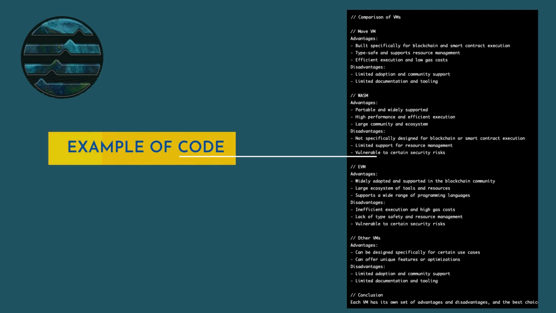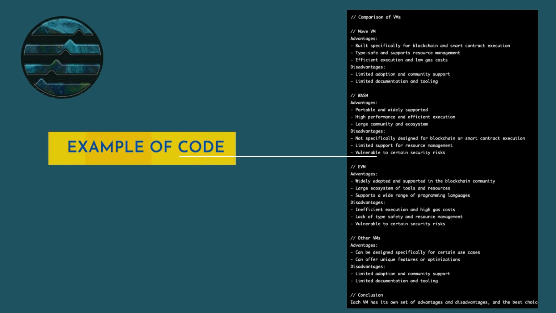First, the code snippet discusses the advantages of MoveVM. MoveVM is specifically designed for blockchain and smart contract execution, which makes it efficient and cost-effective. It also provides type safety and supports resource management, which helps to prevent common programming errors. However, MoveVM is not widely adopted and lacks community support, and there is limited documentation and tooling available for it.